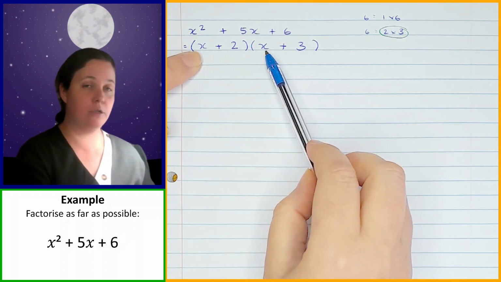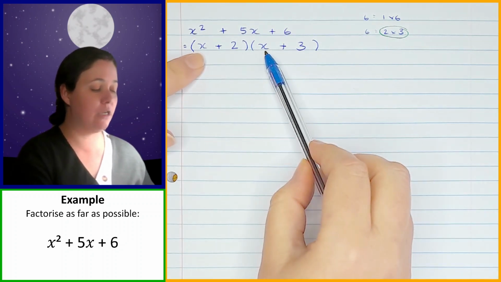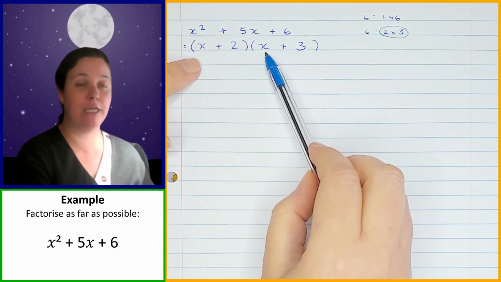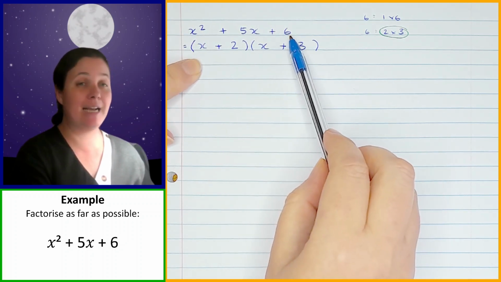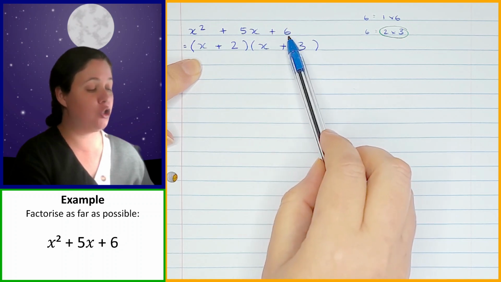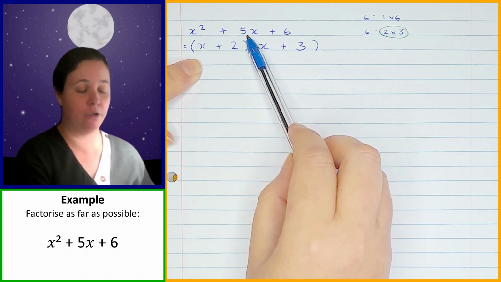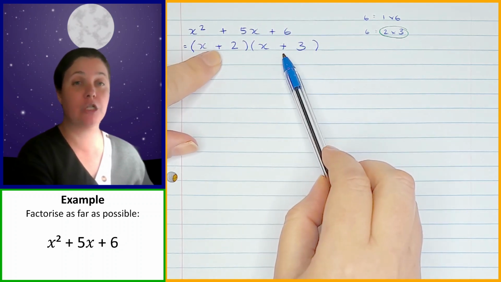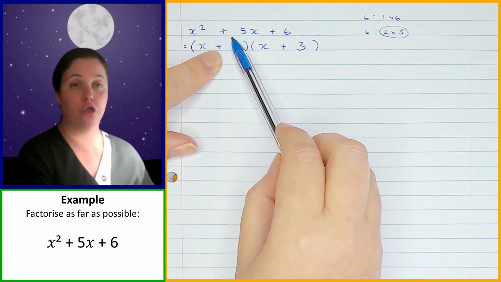Then you put your two sets of brackets. You write down the square root of the x squared, or the first term, as the first term in each bracket. Then you find the factor pair, if it's a plus, that you can add to get the middle term. And then, because it's a plus, the two signs are going to be the same as the middle term's sign.